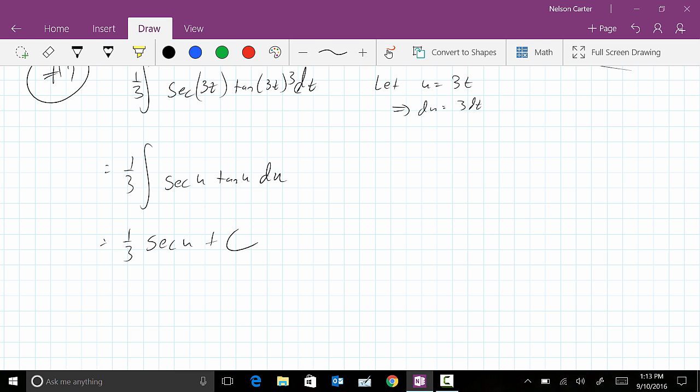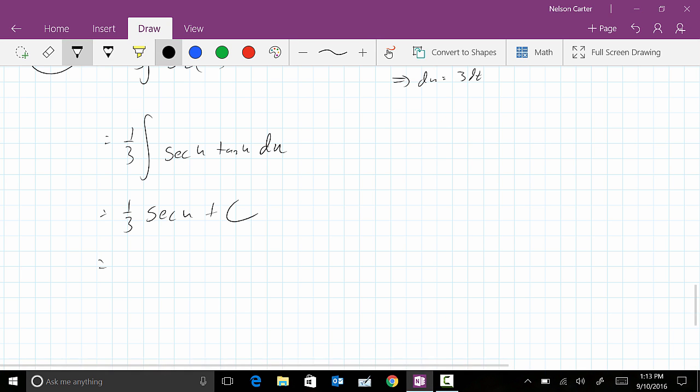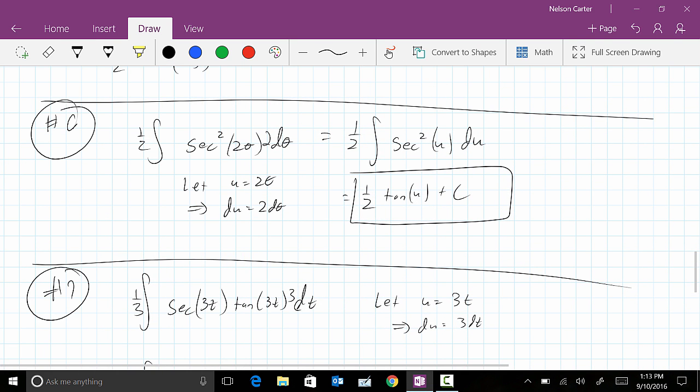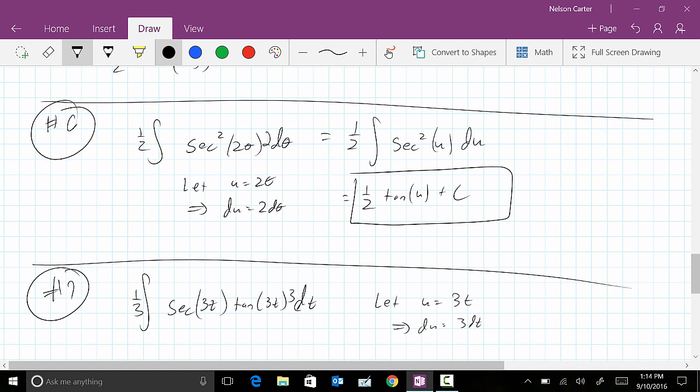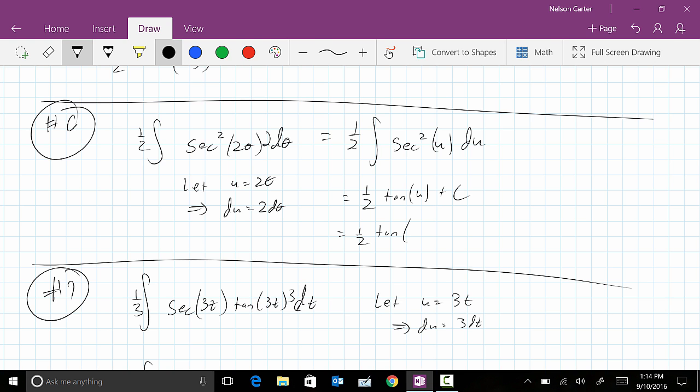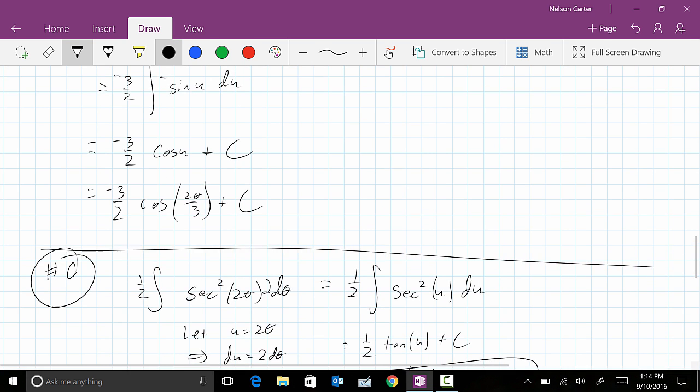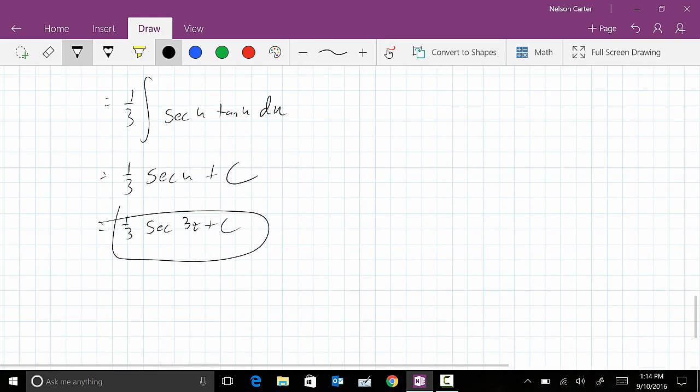Oh, no, you got to back up. U is 3t. So this is equal to 1/3 times the secant of 3t plus constant. Okay. Oh, I think this last one I left as u. You can't do that either. Okay, that's not done either. So this is equal to 1/2 times the tangent of, don't forget to back sub, 2 theta plus constant. Okay, that was the last time I did that, I think.